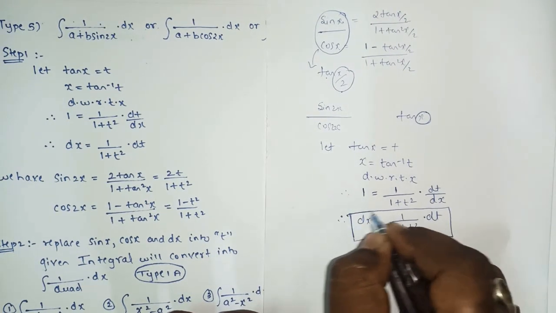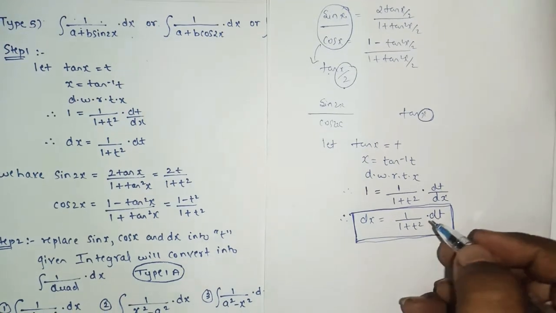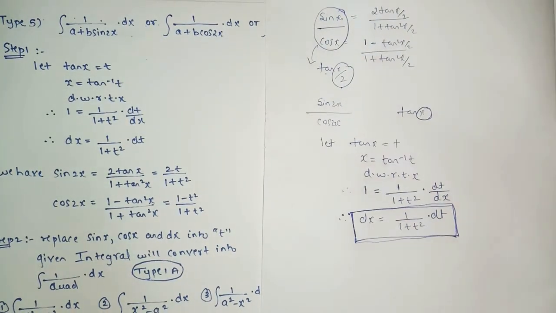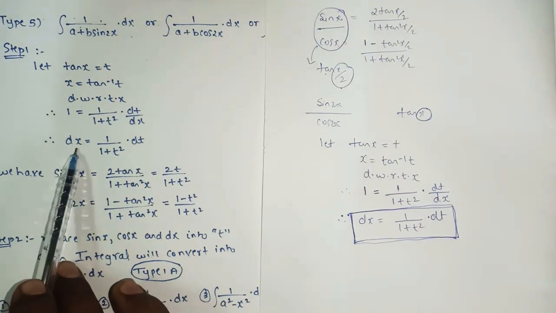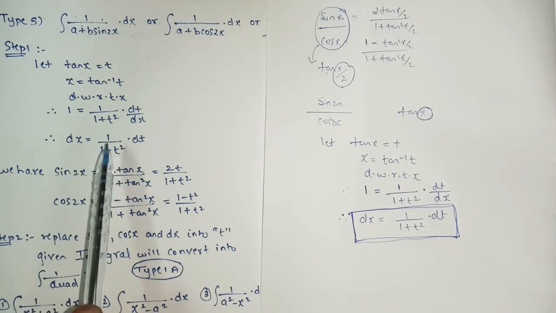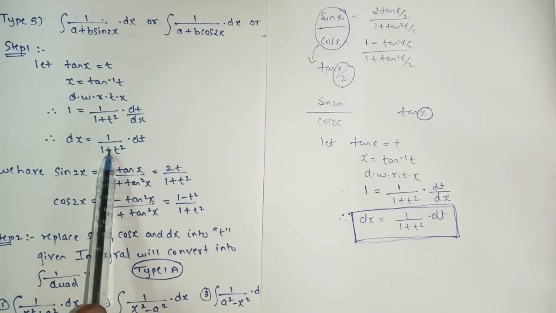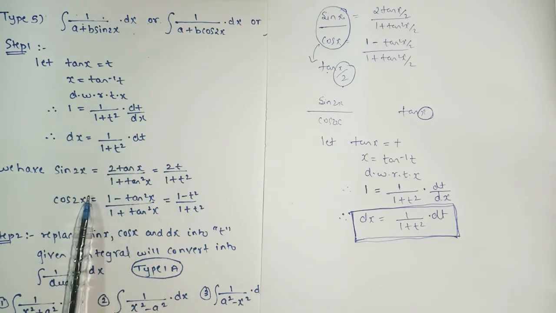In the previous case when it was sin x and cos x, there we got 2 upon 1 plus t square. Here we got 1 upon 1 plus t square, so that's different here. dx in the previous case in the type number 4 we got 2 upon 1 plus t square. Here we got 1 upon 1 plus t square, as it is a multiple of angle formula, and that was half of the angle formula.